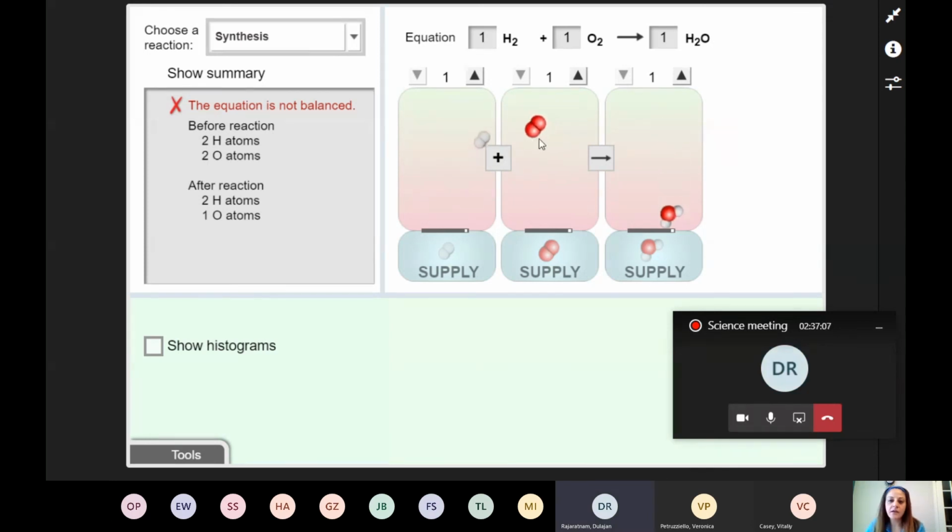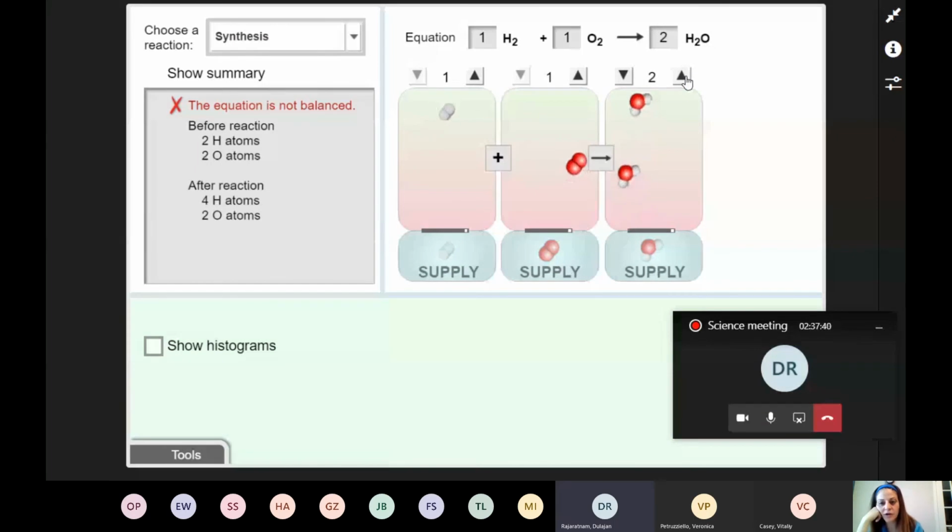Okay. How many red circles do you see? How many oxygens do you have on the left side? 2. And on the right, I have? 1. So what do I have to do, you think, to make them equal? I add another oxygen over here, which means add an extra water molecule. Yes, Veronica said it correctly.